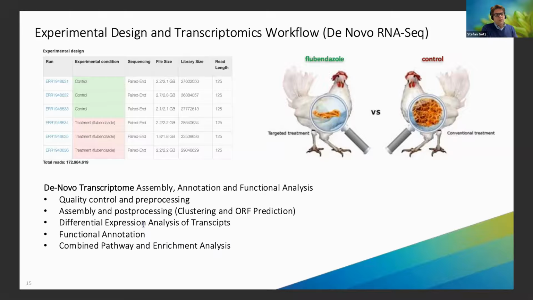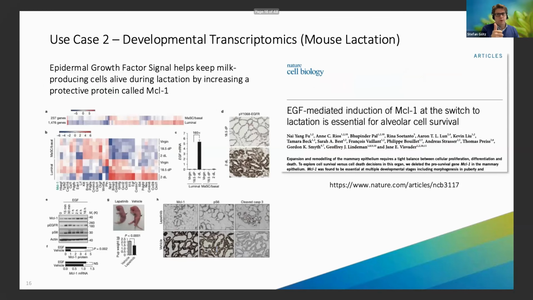So that's just edgeR or DESeq. Functional annotation, because it's a novel transcriptome, so you don't know anything about those transcripts you just identified fresh. And then we will do the combined pathway analysis and the enrichment analysis to see what's actually going on here biologically. Okay, so that's dataset number 1.